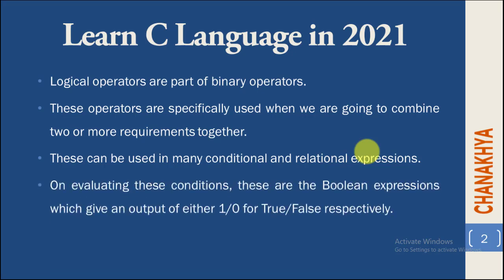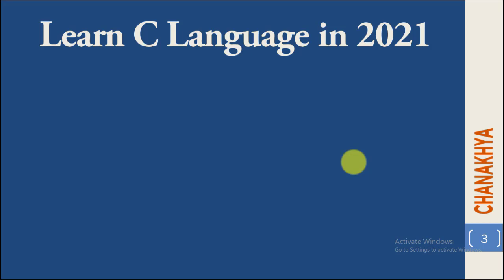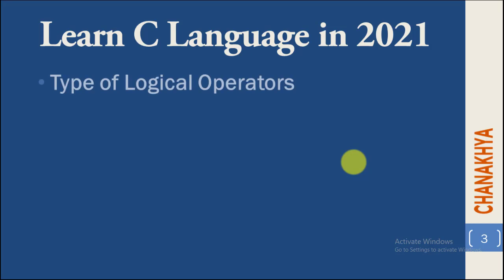On evaluating these conditions, these are Boolean expressions which give an output of either 1 or 0, or true or false. So Boolean expression means a Boolean value will be returned after the evaluation of these conditions. If the condition turns out to be true, then it will return the true value, that is 1, or false, that is 0. So here we'll learn the types of logical operators in C.